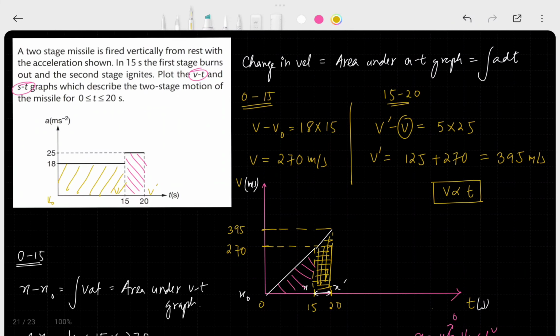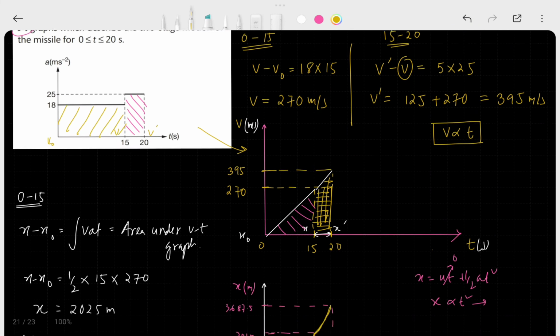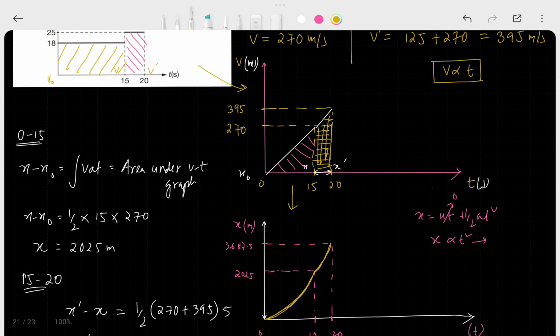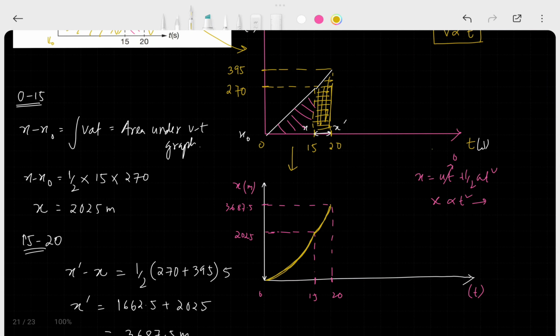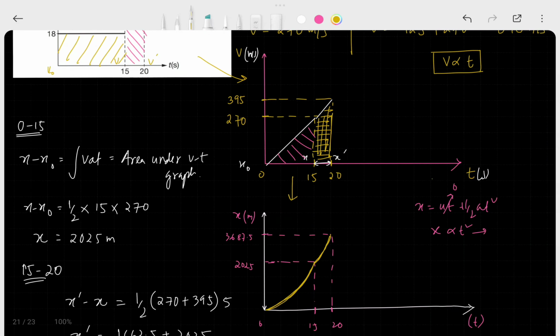So from the AT graph we converted to the VT graph, and from the VT graph we converted to the XT graph or ST graph. I hope you understand. Thank you.